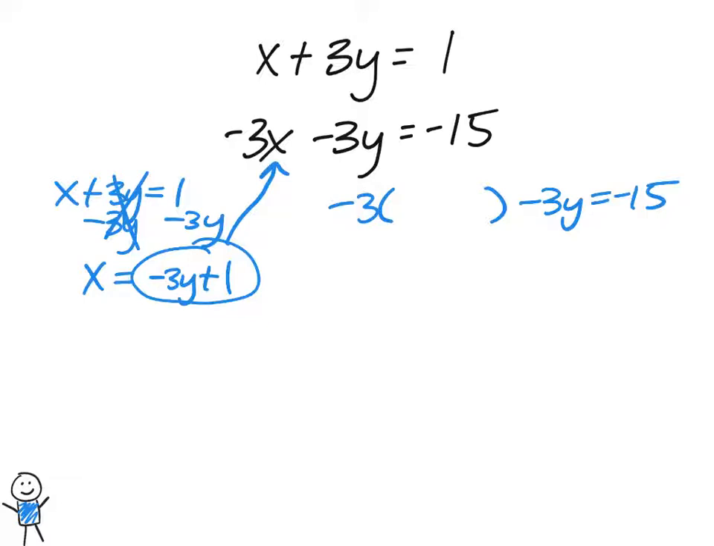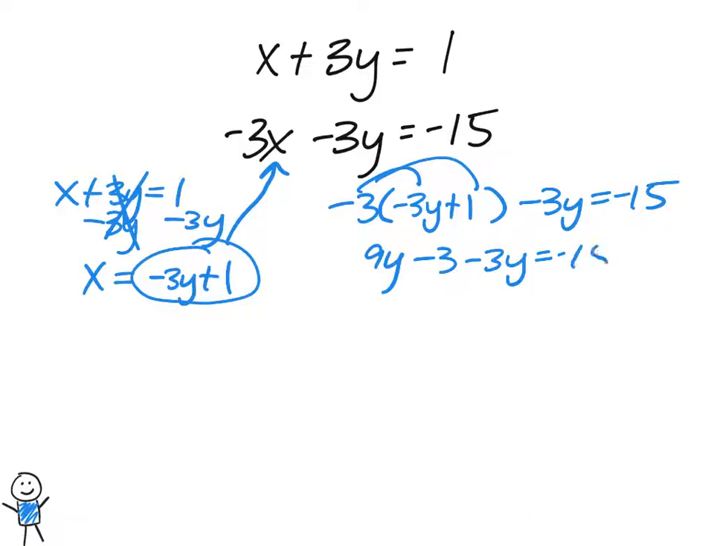But in place of where the x was, I'm going to put what x equals, which is negative 3y plus 1. And now we're going to simplify this and solve it for y. We're going to distribute on the left. Negative 3 times negative 3y is 9y. Negative 3 times 1 is negative 3. Bring down the minus 3y equals negative 15.